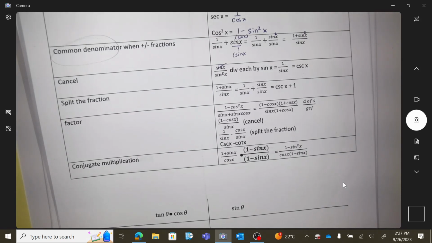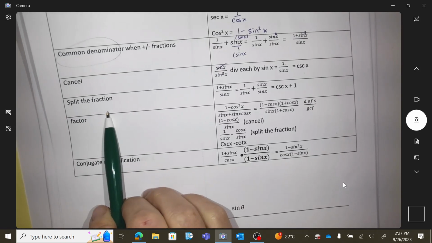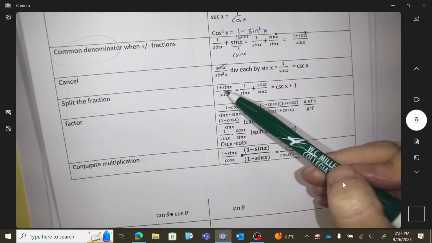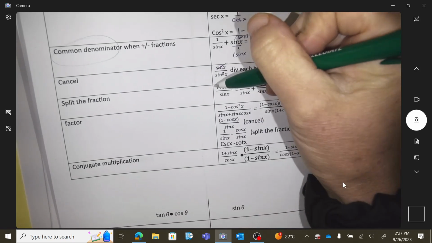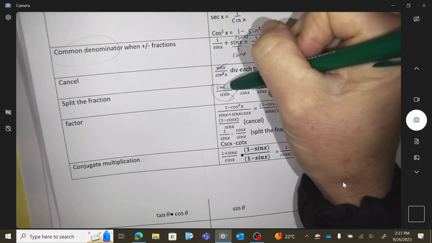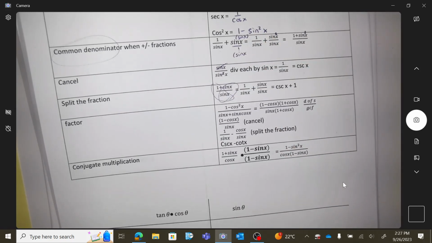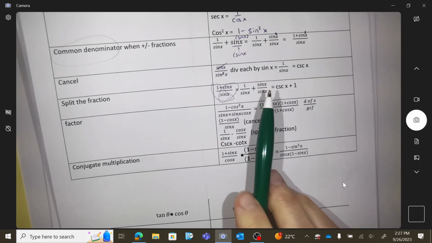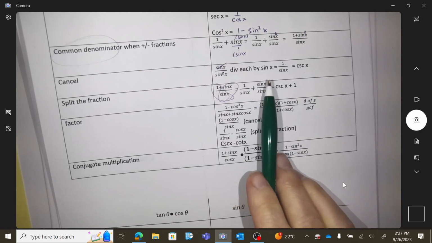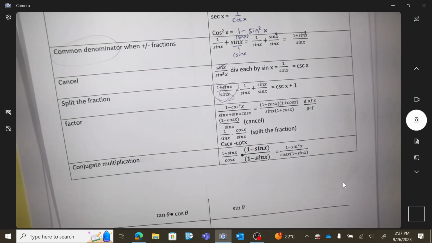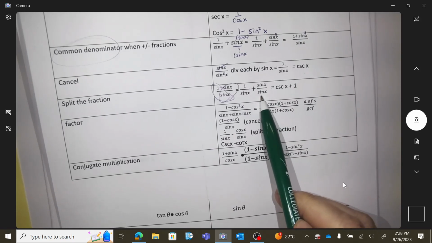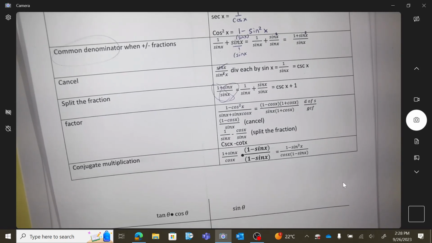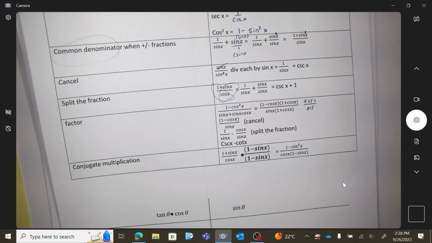Okay, here's another strategy: splitting up a fraction. Here I have 1 plus sine x all over sine x. Well, I could split them apart like that, and then I get 1 over sine x plus sine x over sine x. Then look, this is cosecant x, and this is 1. Okay?